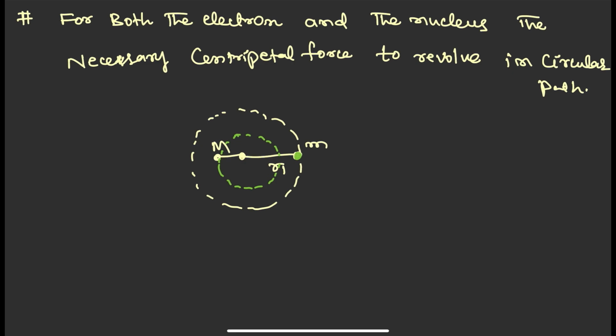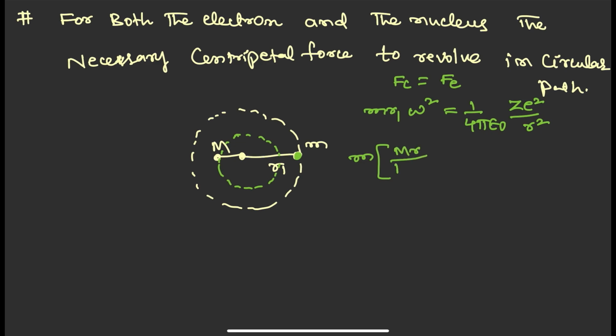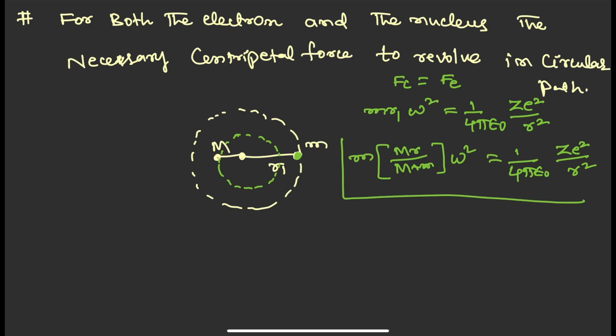with respect to this small m, it is balanced by the central force. For the electron, if you write, m r1 omega square, that is Fc, is balanced by the electrostatic force. Fc means the centrifugal force. Centrifugal force m r1 omega square is equal to 1 by 4 pi epsilon naught Ze square by r square. So what is r1? We already got r1, capital M into small r by capital M plus small m. So m M into r by M plus m, omega square is equal to 1 by 4 pi epsilon naught Ze square by r square.